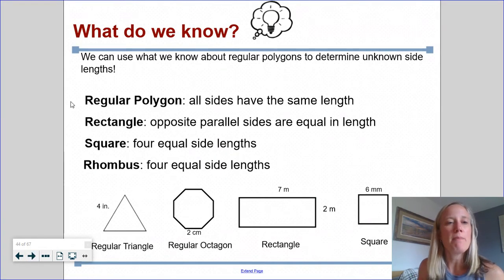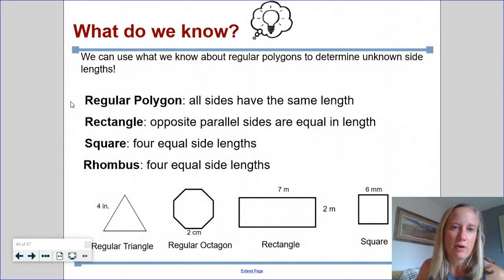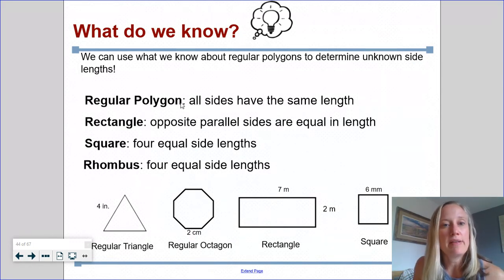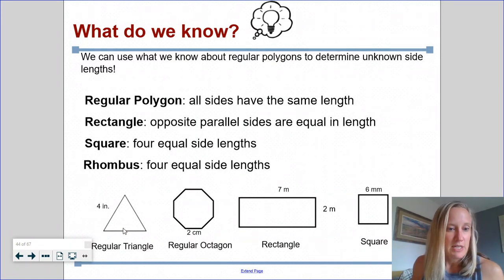Okay, so let's think about what we know about polygons. I told you polygons are closed shapes with straight sides. You're going to learn a new term today called a regular polygon. I'll come back to this in a bit. But a regular polygon is a polygon where all sides are the same length. So for example, a square would be considered a regular polygon because all the sides are the same. A regular triangle, as you see down here, would be a triangle where all the sides are the same.